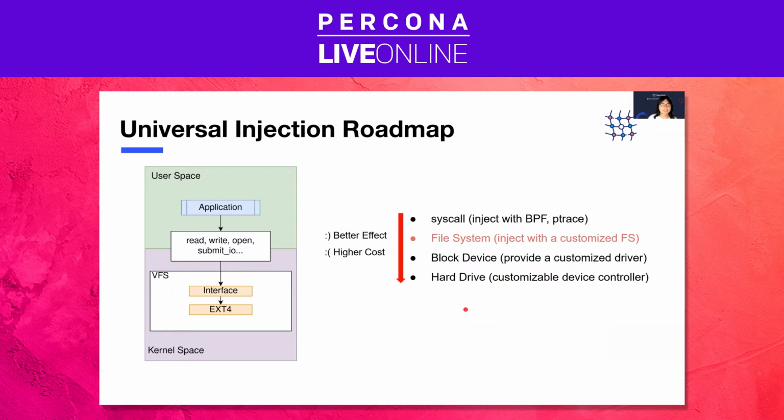Among these layers, there are several options to inject. For example, from the upper level to the bottom level, we can inject errors through system call hooks, or through customized file systems, or provide an injected driver, or even build a chaotic physical device. The error simulation on a lower level usually has better effects and is more realistic, but is also more expensive. Our choice is to develop a customized file system and use it to inject errors.